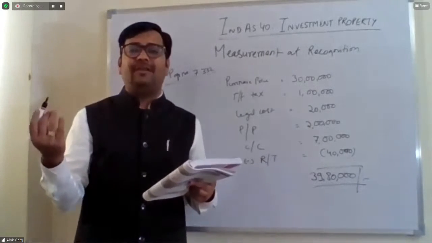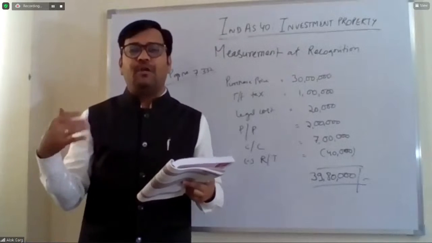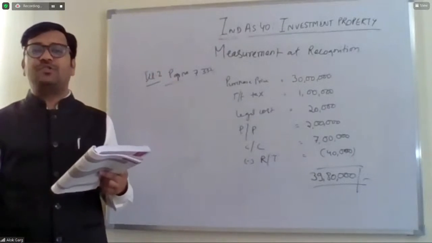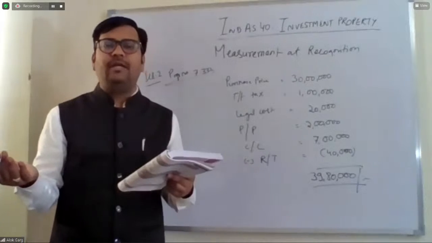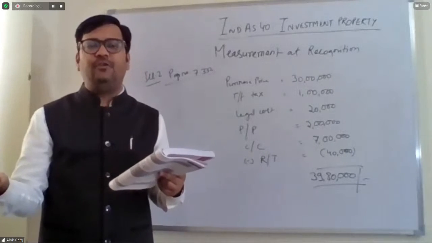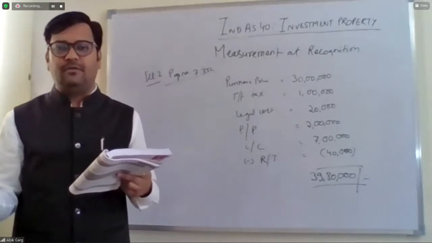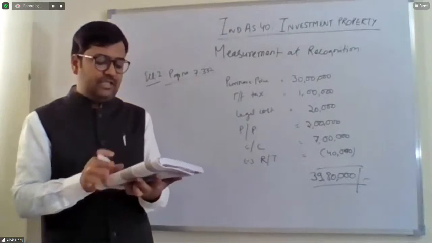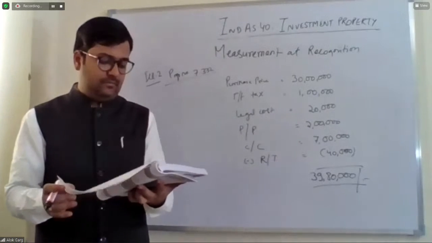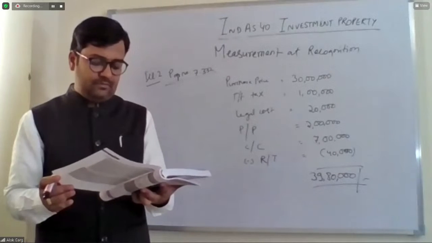What does it not include? Your abnormal cost will not be included. Your promotional cost will not be included. Your startup cost will not be included. Your operating losses will not be included. So these will not be included. Understood?